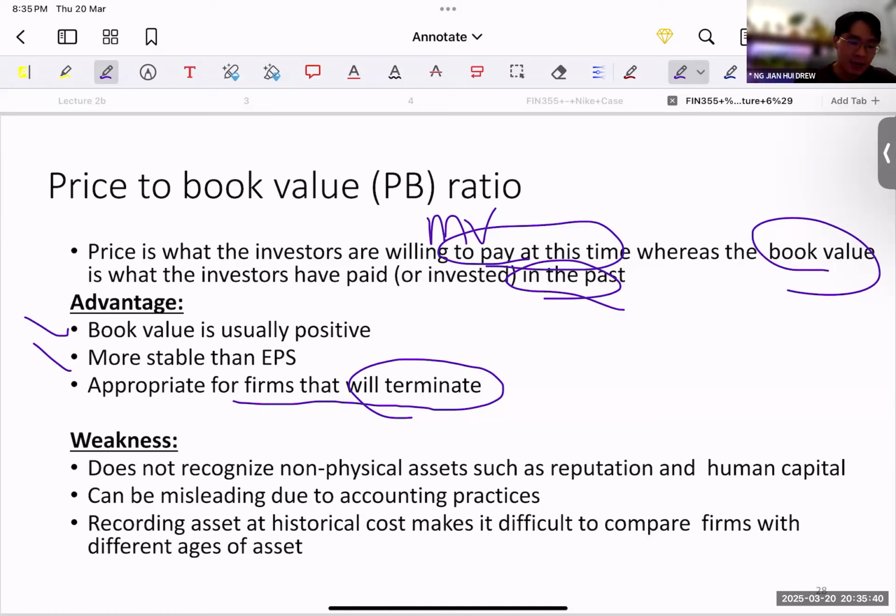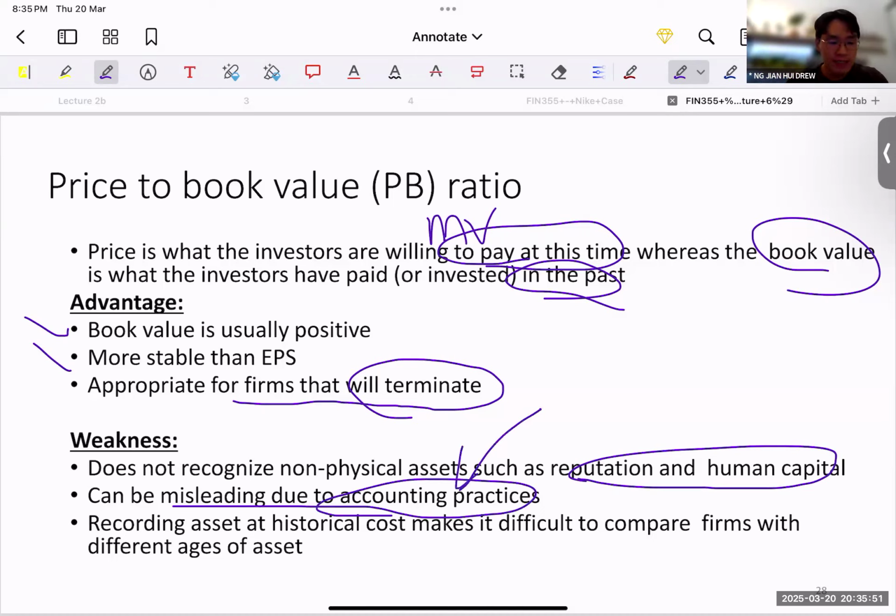Weaknesses: it does not recognize non-physical assets, like your intangibles and human capital, and can be misleading due to accounting practices. One reason is, I know some of you are accounting students, you have your OCI, your other comprehensive income. And your other comprehensive income basically impacts what? Anyone knows? OCI impacts what and then what?